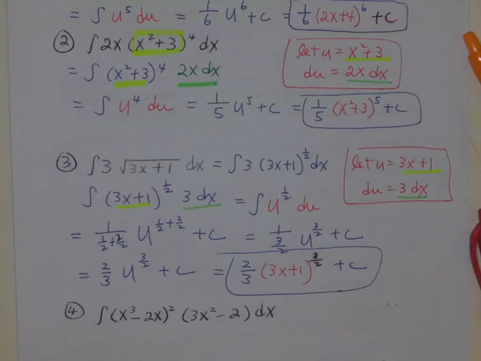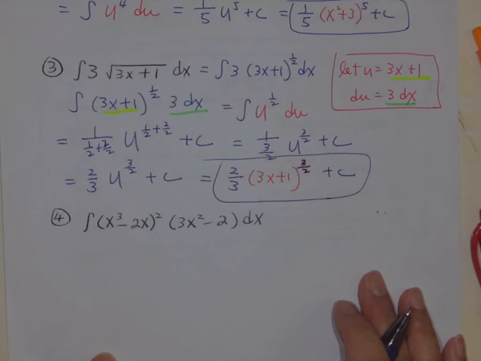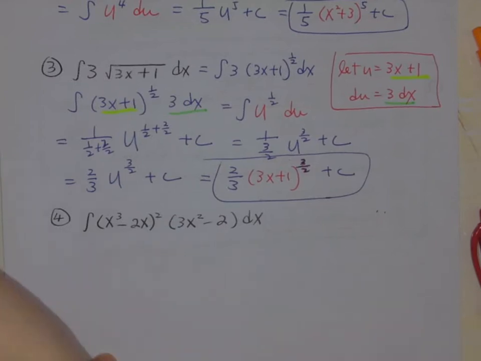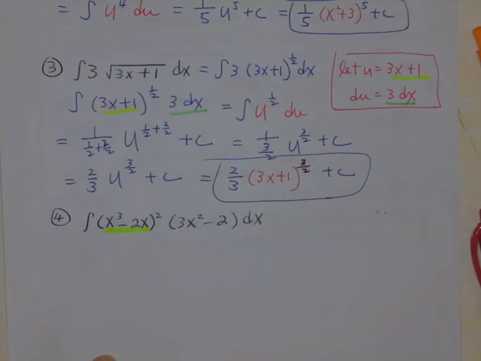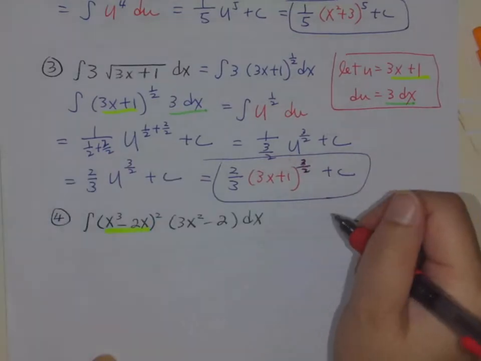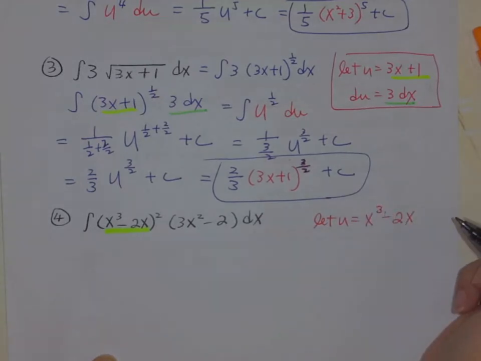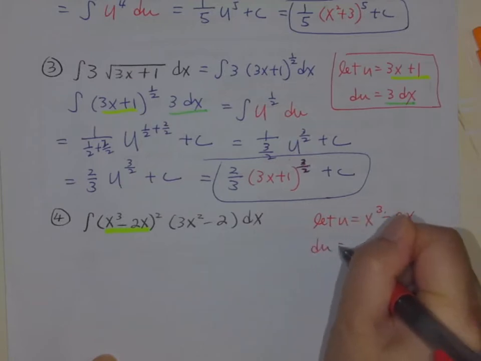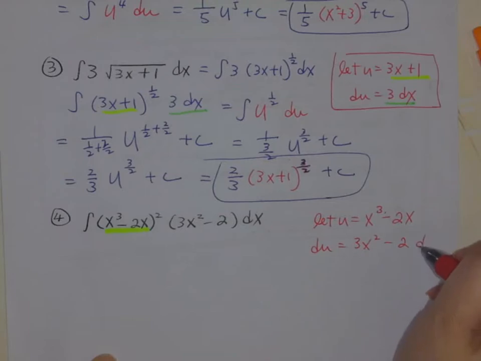Are we okay? Alright, so if you have any questions, feel free to email me, okay? So the next part, which part is my u? The u is the one raised to some power, right? And then the du part, probably that, I don't know yet. So let u equal the inside of the power, x cubed minus 2x. Okay, so du equals 3x squared minus 2, right?